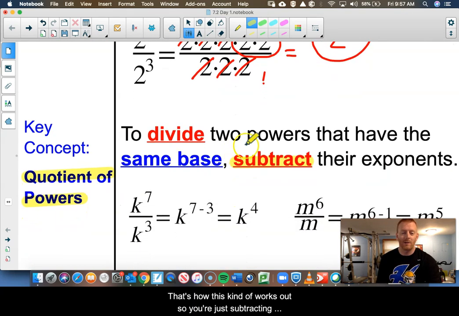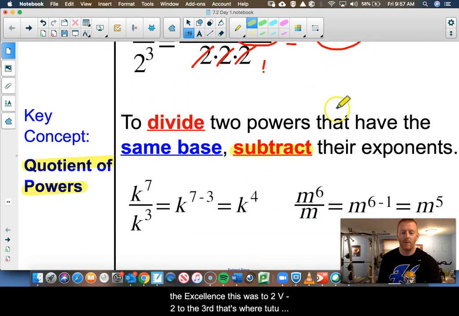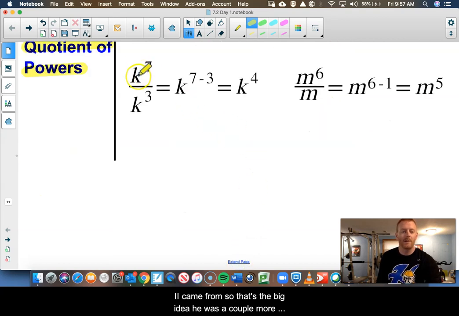That's how this kind of works out. So you're just subtracting the exponents. This was 2 to the 5th divided by 2 to the 3rd. That's where 2 to the 2nd came from. So that's the big idea. Here's a couple more examples of how that looks.